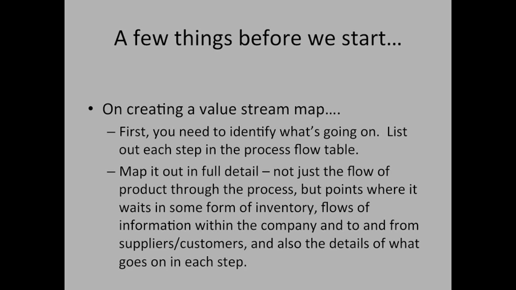Now, on creating a value stream map, it's important to remember the steps here. First, you need to identify what's going on. You need to figure out what's going on. So you need to fill out each step in the process flow table. If need be, walk through, staple yourself to an order. Walk through the process. See each step that this particular product goes through. That way you can see if there are any surprises.